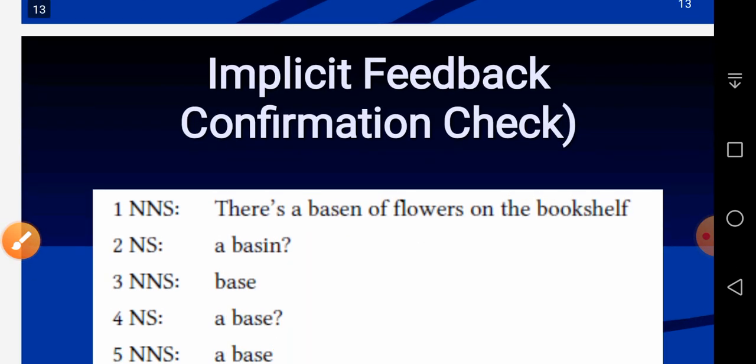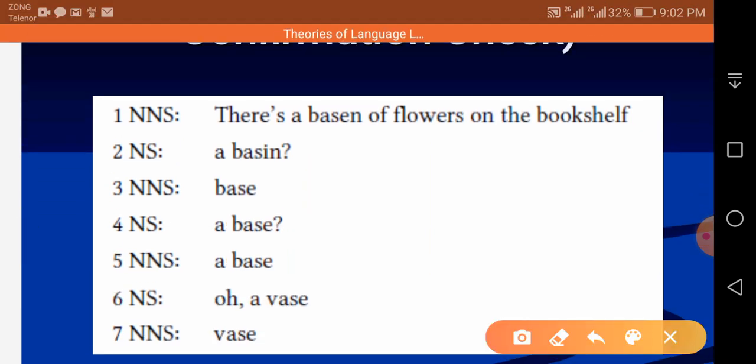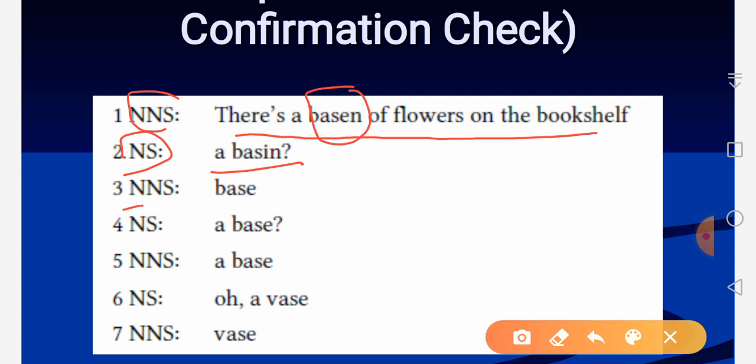Now implicit feedback, confirmation check. See a situation. So here is a non-native speaker, okay, and he or she says, there has a basin of flowers on the bookshelf. Now the word basin has been used incorrectly, okay. Now what does the native speaker say? The native speaker doesn't correct, he says, a basin. The non-native speaker says, base. And now see, the native speaker, using a confirmation check, says, a base, with rising intonation, and the non-native speaker says, a base.